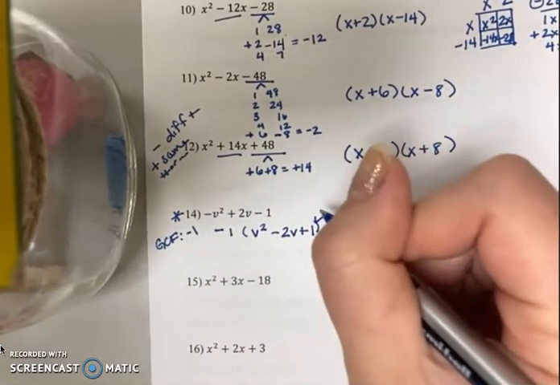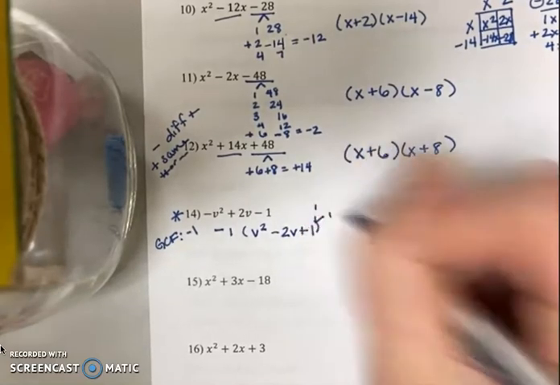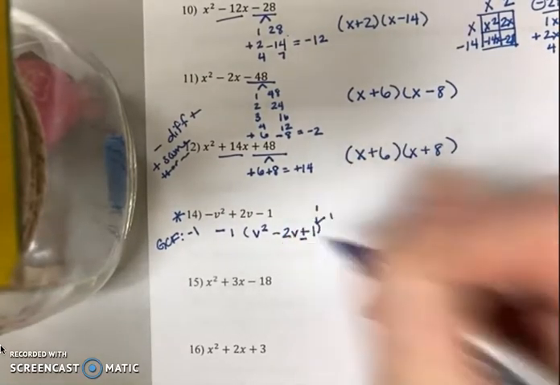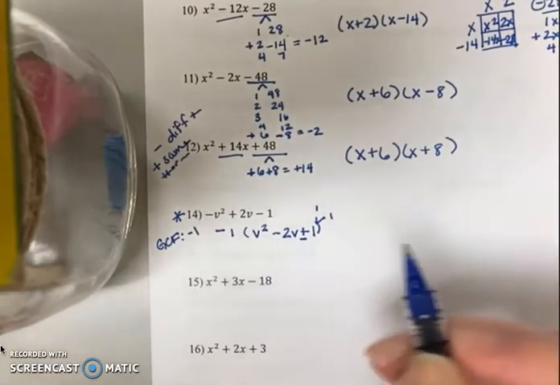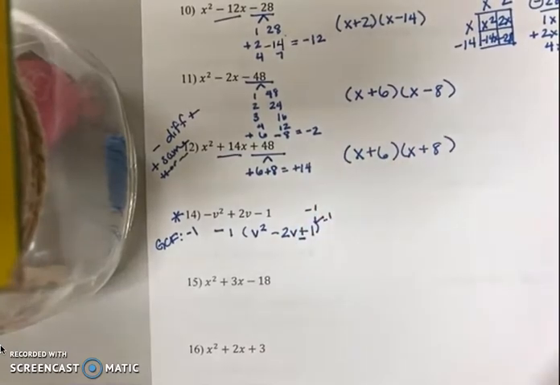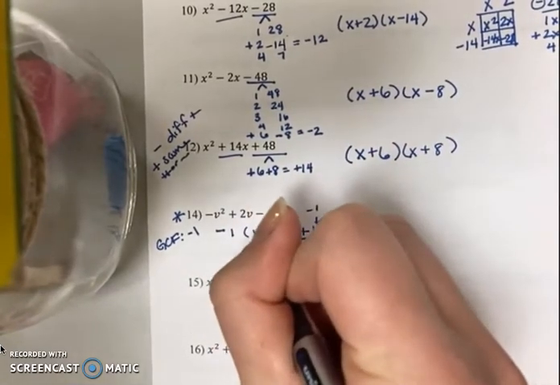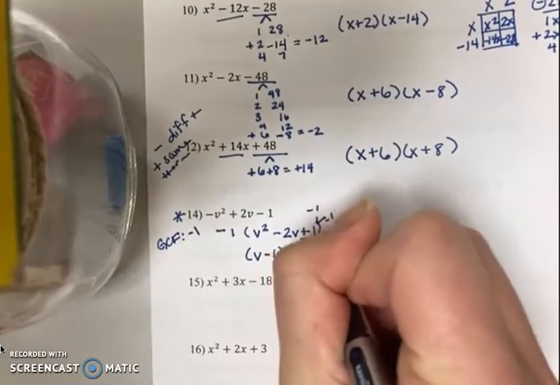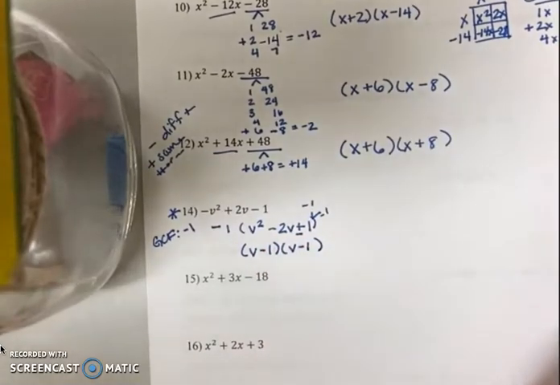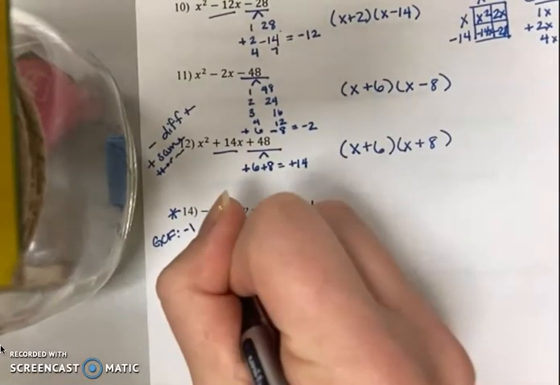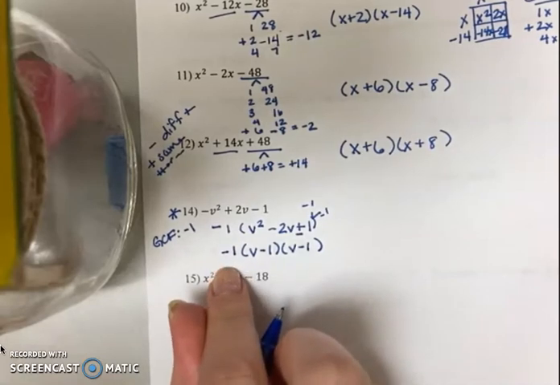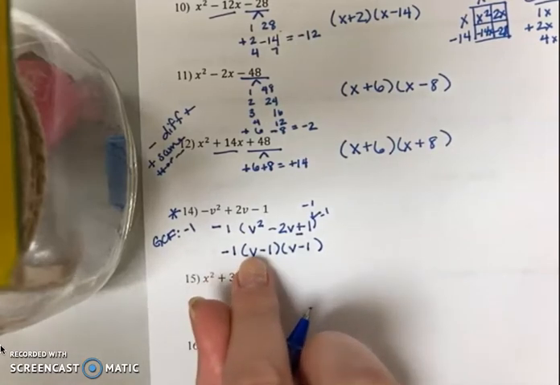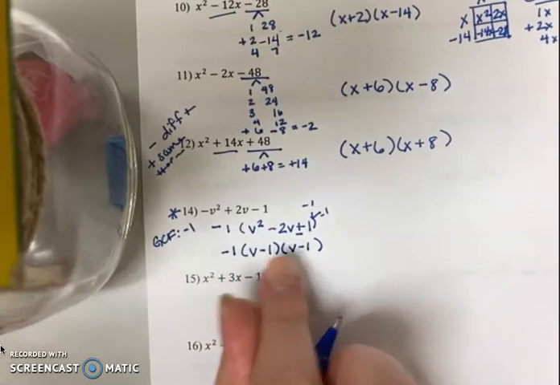The factors of 1 would be 1 and 1. Using the same sign, because it's positive, am I able to get a negative 2? Yes, both of them would have to be negative. So I have v minus 1 and v minus 1. Now, when you write your final answer, you cannot forget to write your GCF out front. A lot of people do that. It doesn't magically disappear. We need to show it. So the GCF is negative 1, and I multiply these two together.